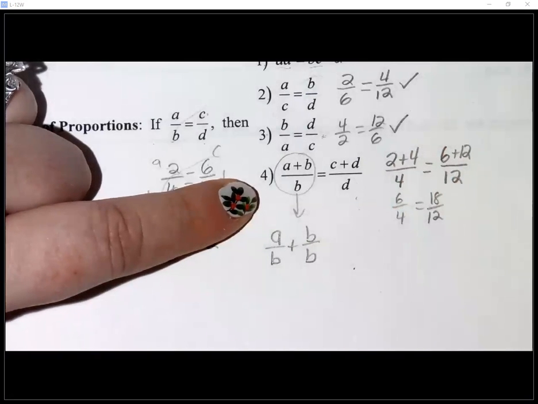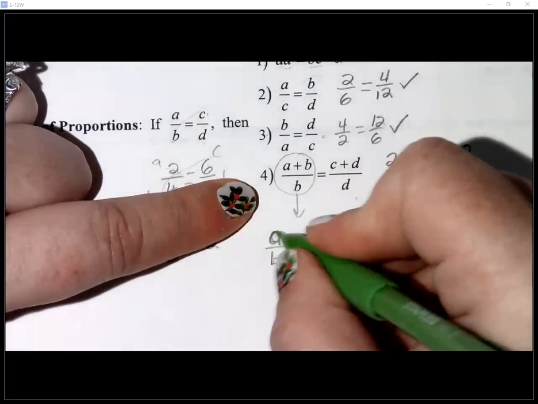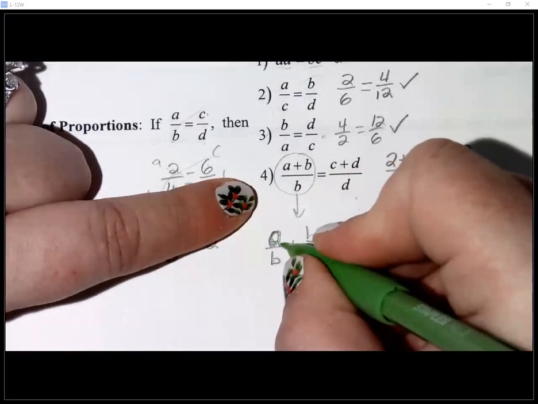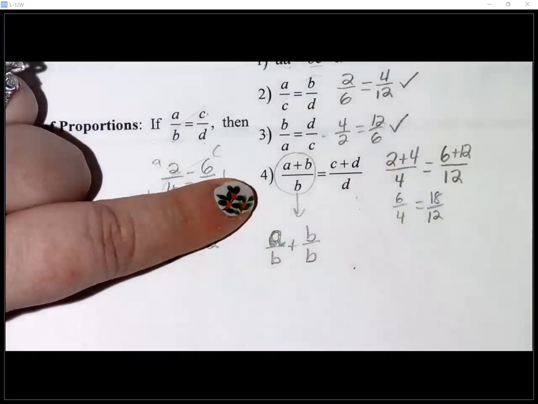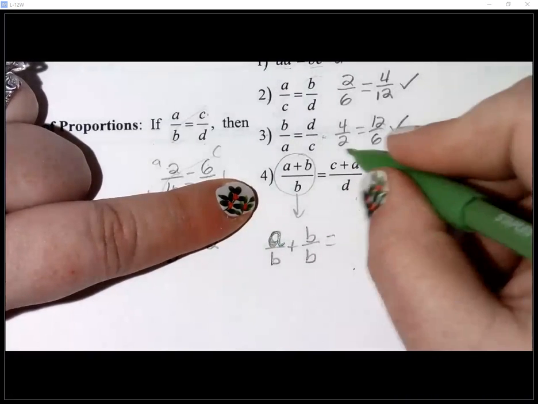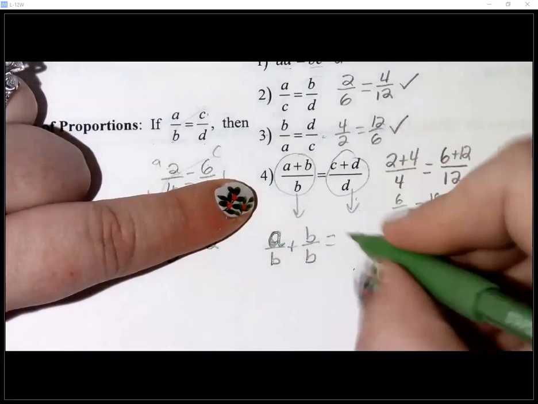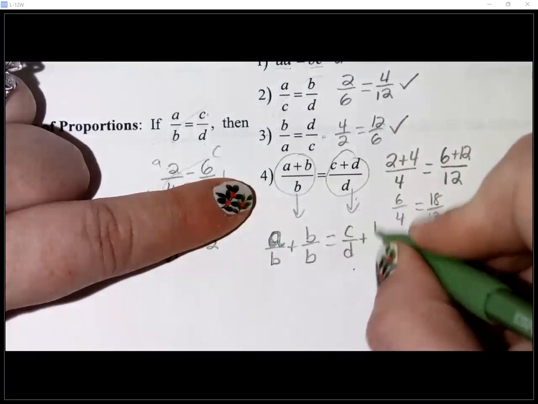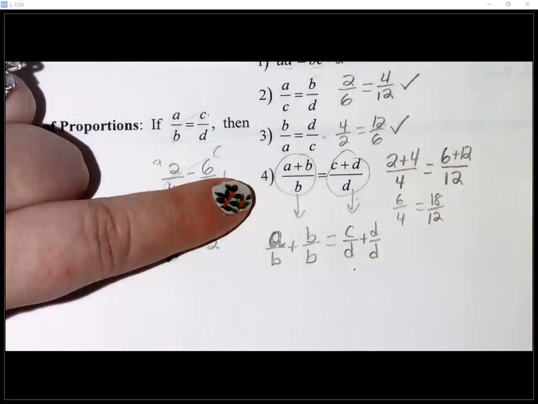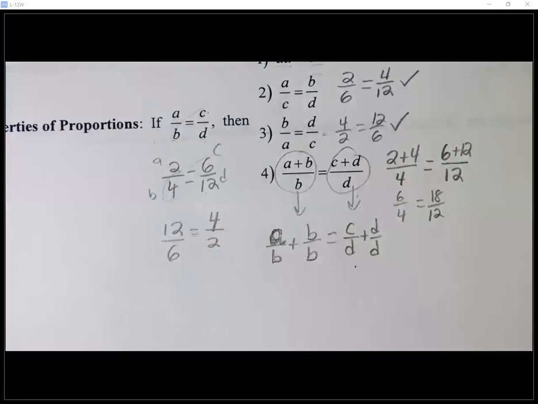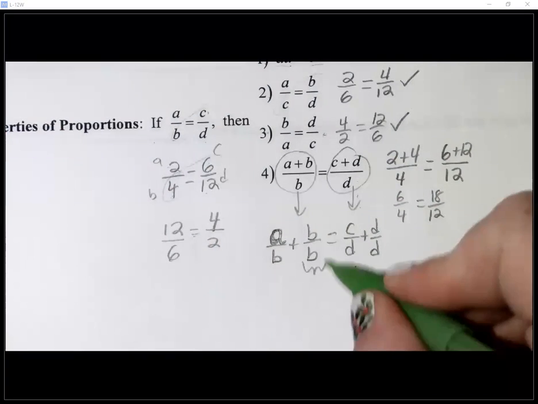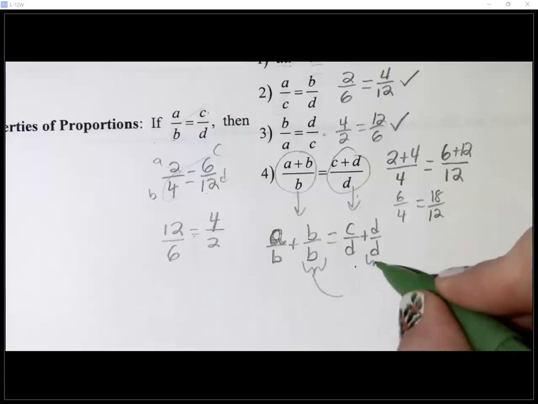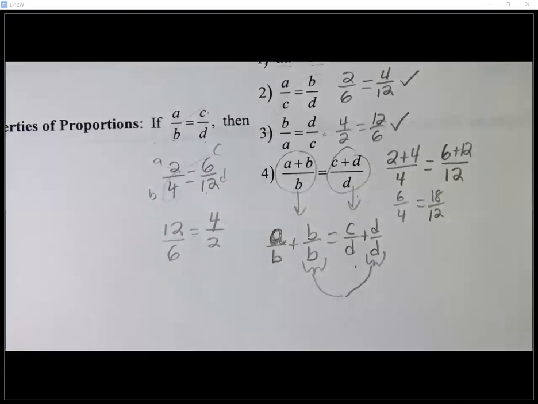My A looks like a 9, sorry. A. Right? That's that same fraction. And let me do the same thing over here. If I took this one and I split it up, I could do it as C over D plus D over D. And that's really just 1, right? All they're really doing is adding 1 to both sides.